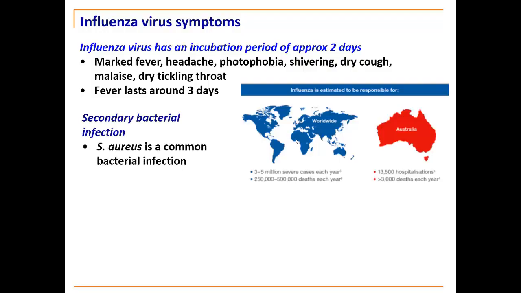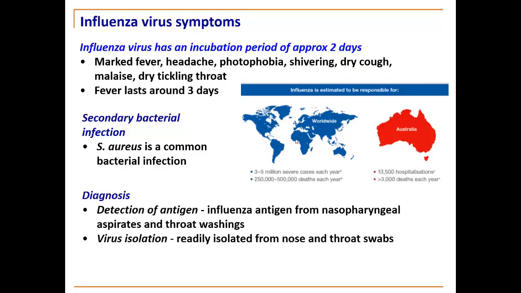You can get secondary bacterial infections, such as Staph aureus, which is a common secondary bacterial infection. And theoretically, you can diagnose it, so you can detect the antigen, which is part of a protein. So influenza antigen can be detected in nasopharyngeal aspirates and throat washings. You can isolate it from nose and throat swabs.